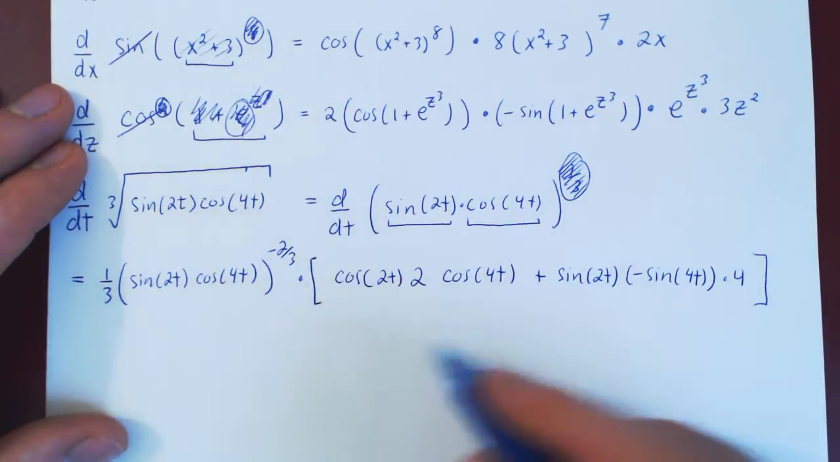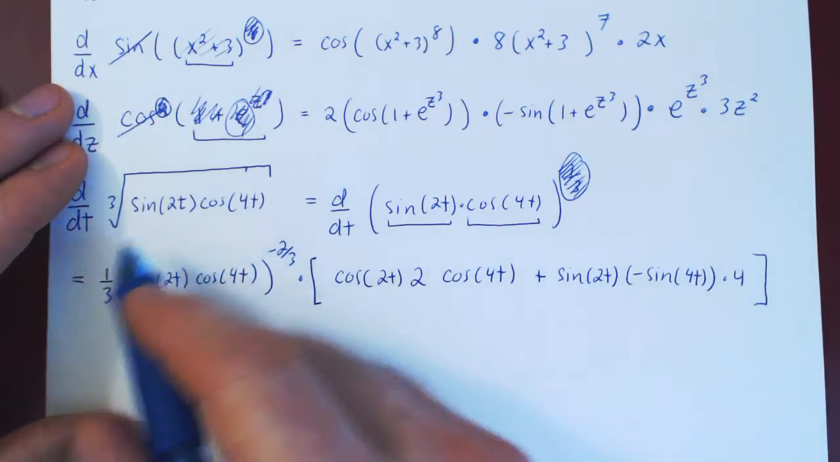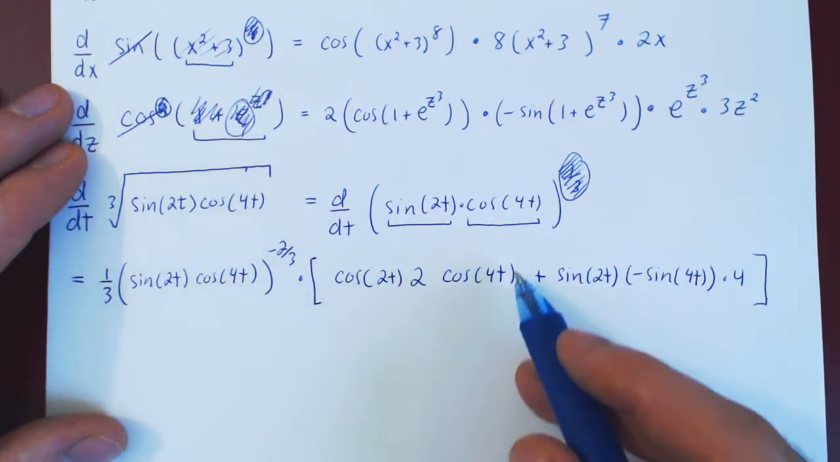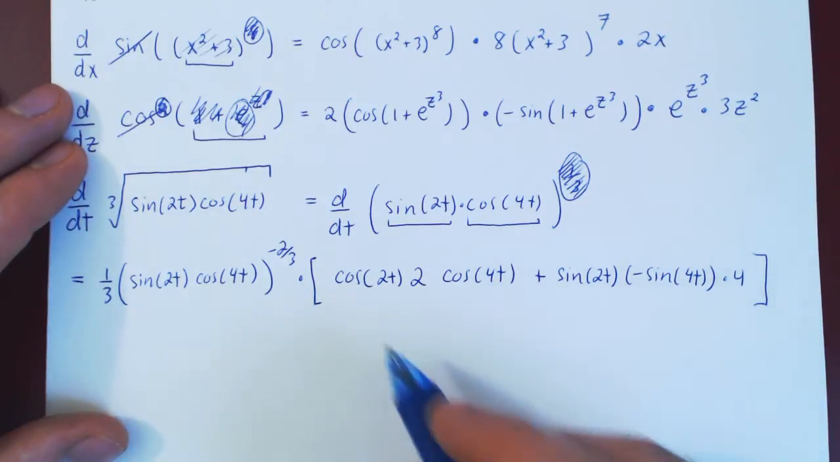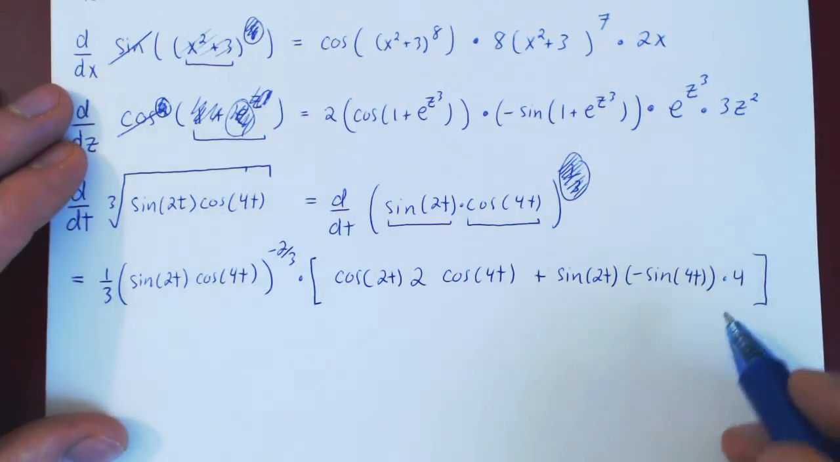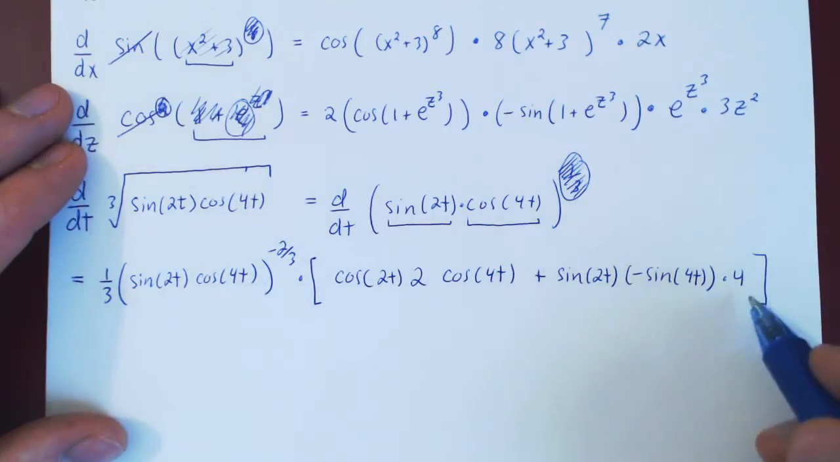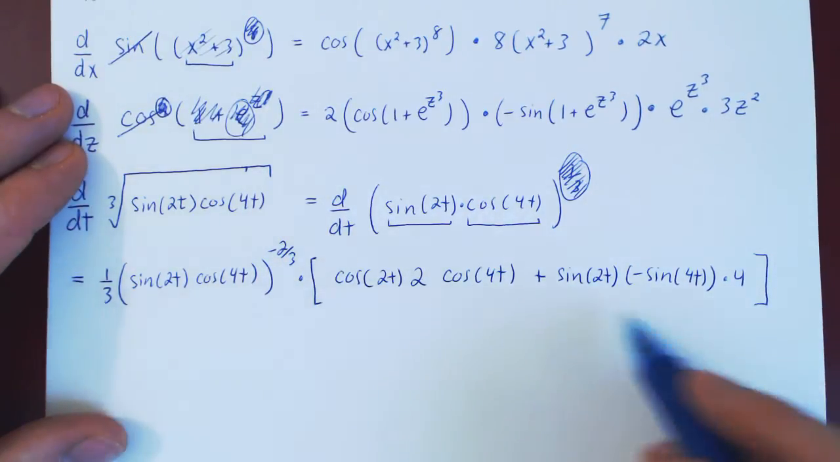You see, without the brackets, this would be wrong, as it would be this part times only this one. But it really is this times all of this. So always make sure that whenever you apply the chain rule, that you open your brackets. Otherwise, the answer would be wrong.